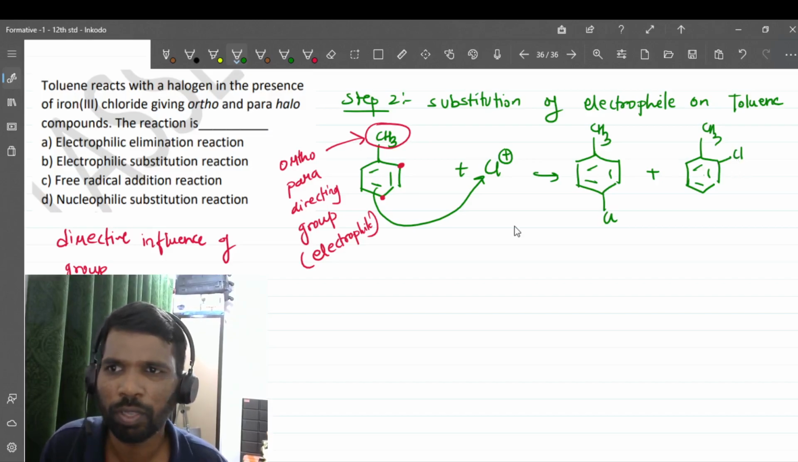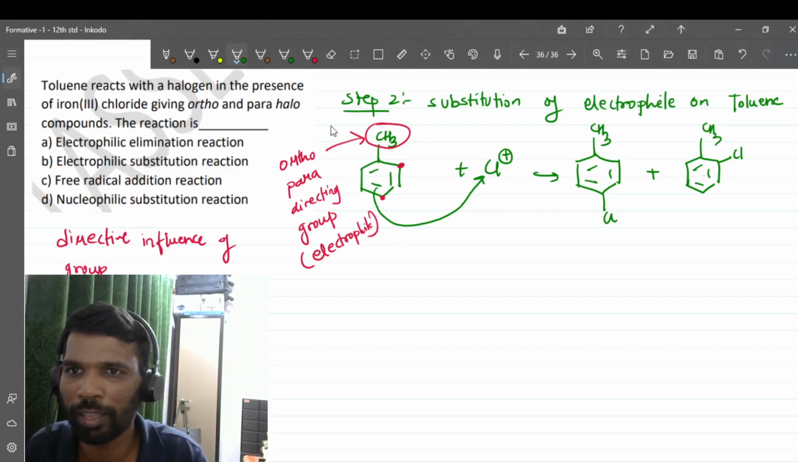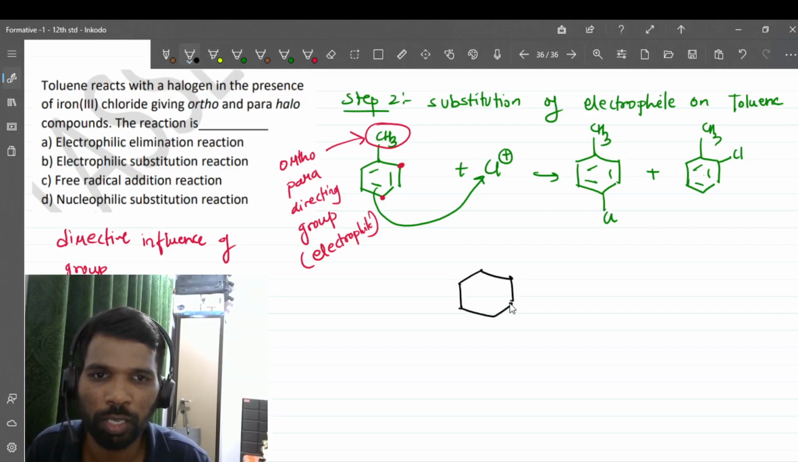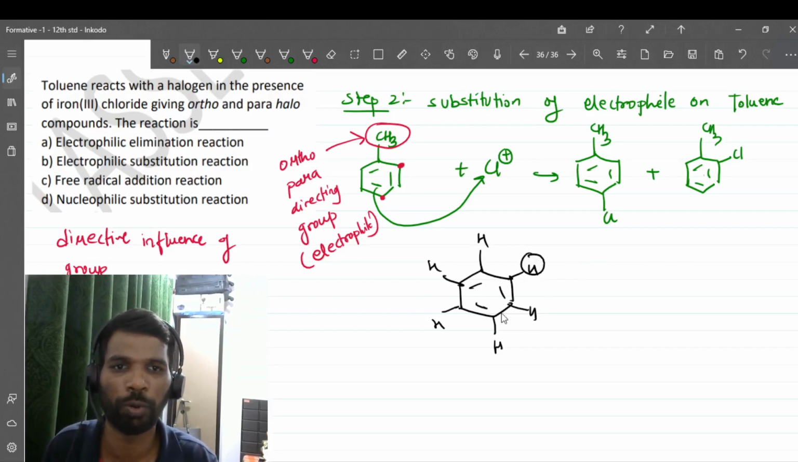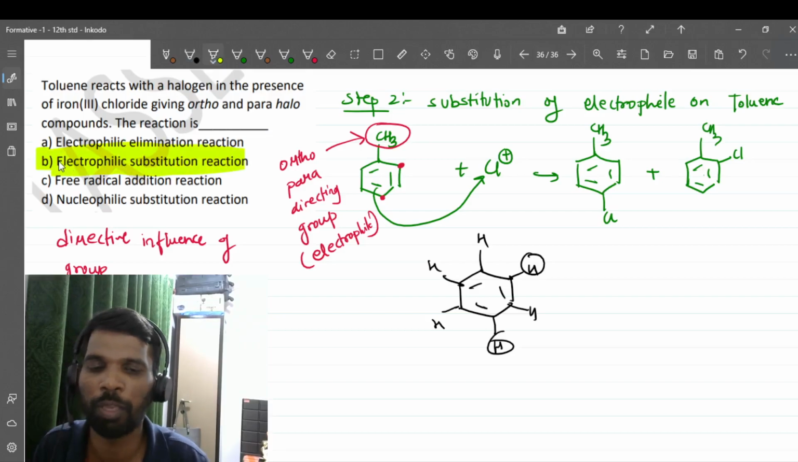So the answer is that the reaction is an electrophilic substitution reaction. Here hydrogen is replaced. On every carbon in the benzene structure there is a hydrogen. We are writing a bond line structure, but there is one hydrogen on each carbon. So hydrogen is getting substituted. So the answer is electrophilic substitution reaction. Option B will be correct for this.